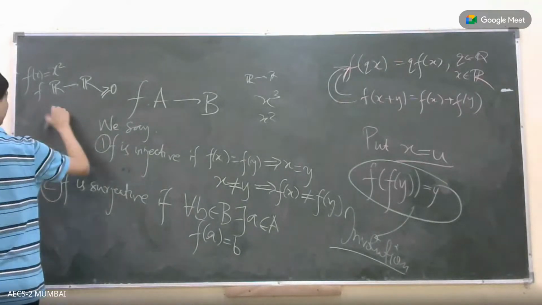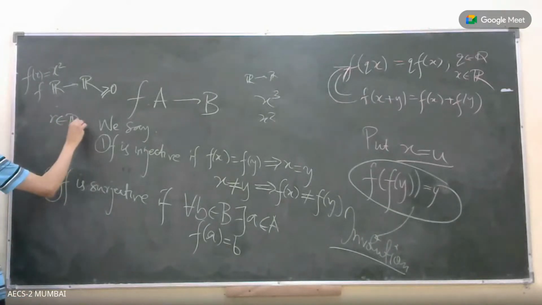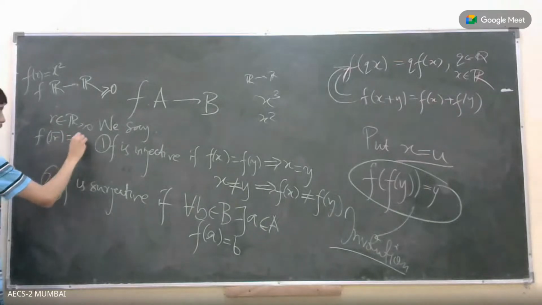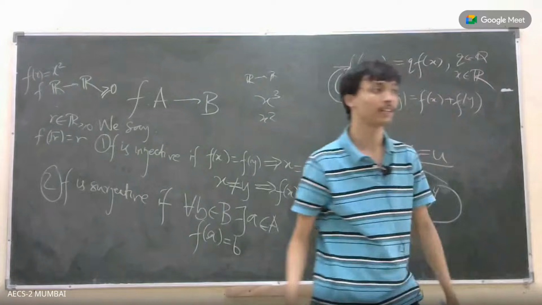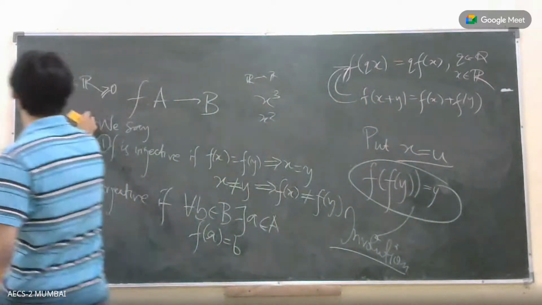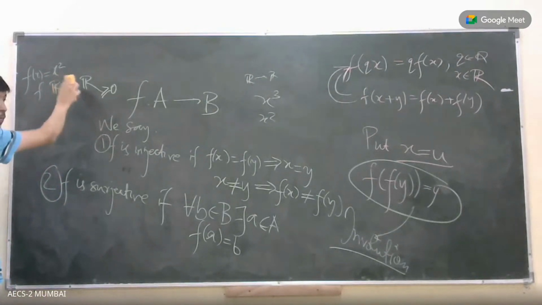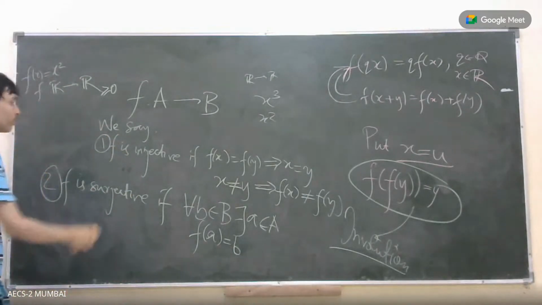Basically, for every r in R greater than or equal to 0, you have f(root r) equal to r, right? So you see, basically, whether a function is surjective depends on what the codomain is. The same function, when I change the codomain, became surjective.